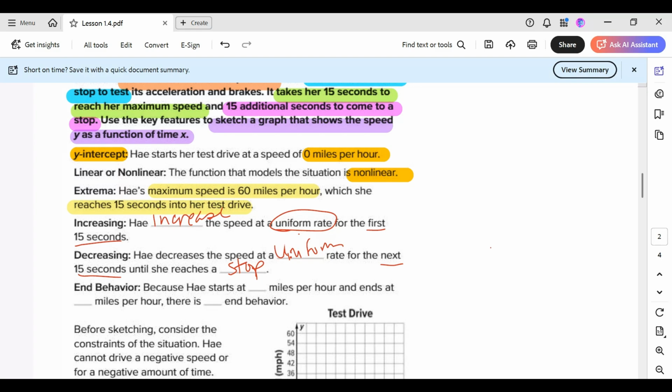Her end behavior, what is happening? Because Hey starts at 0 miles per hour and ends at 0 miles per hour, there is no end behavior.